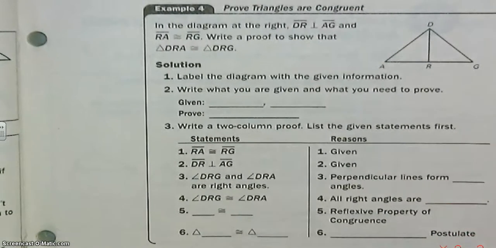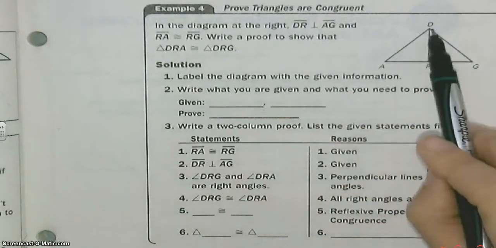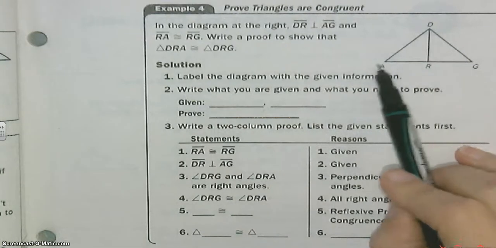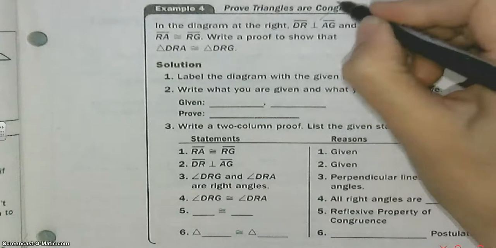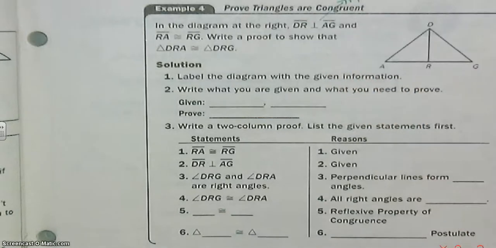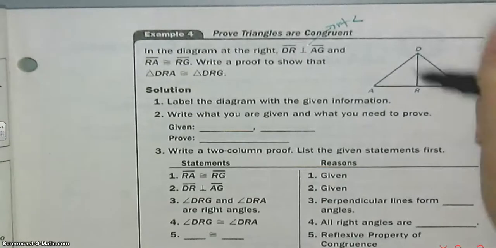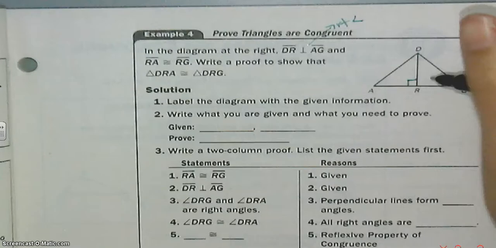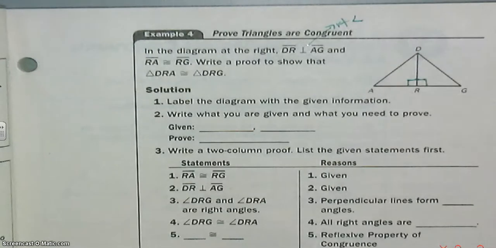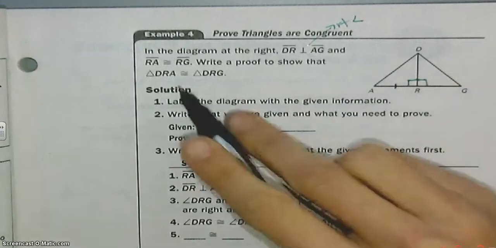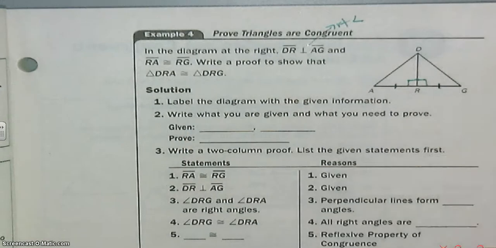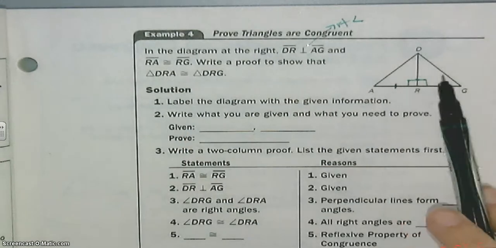So now I have to prove that this triangle is congruent to this triangle. Well, let's mark our picture. DR is perpendicular to AG. If you remember, perpendicular means it forms a right angle. So I'm going to put a right angle in here. May as well put one over here. And RA, let's put a tick mark on RA, is congruent to RG. I have to prove that these two triangles are the same.